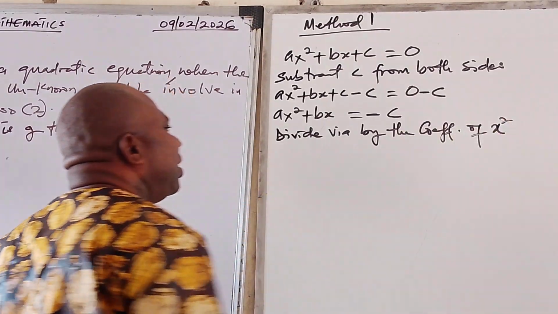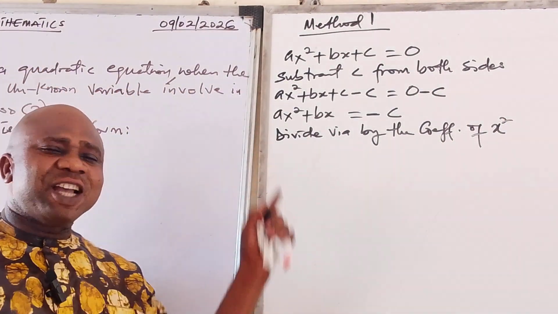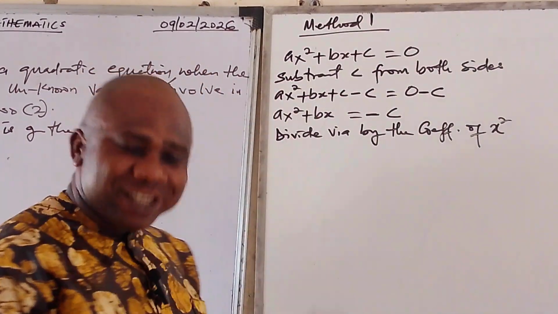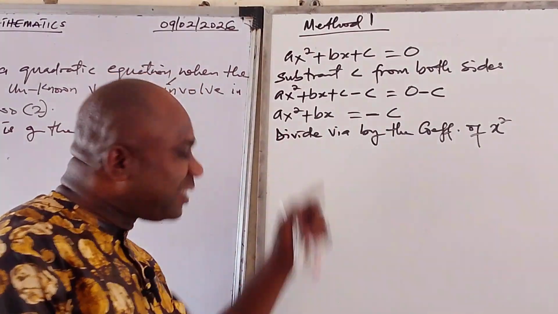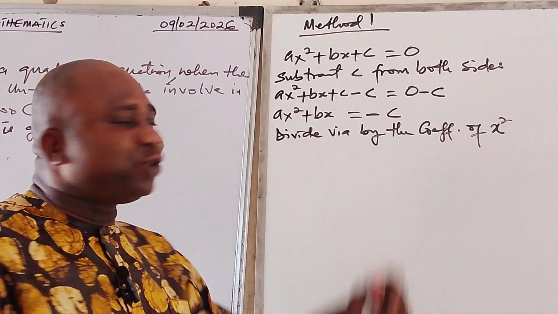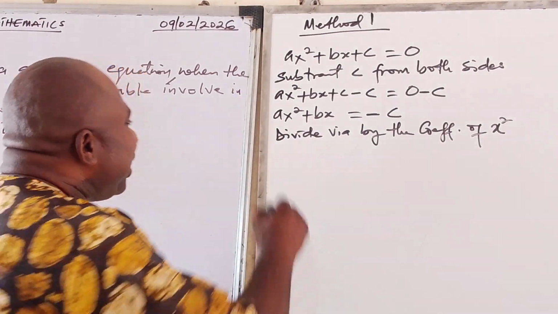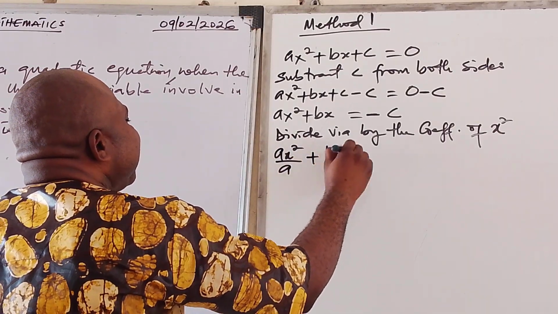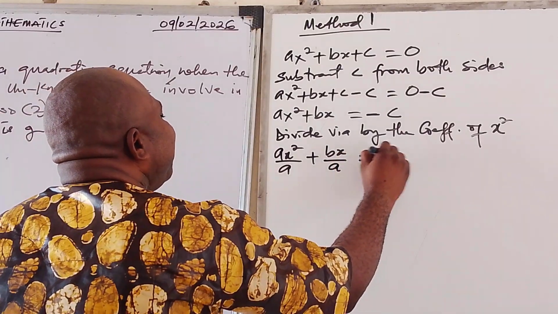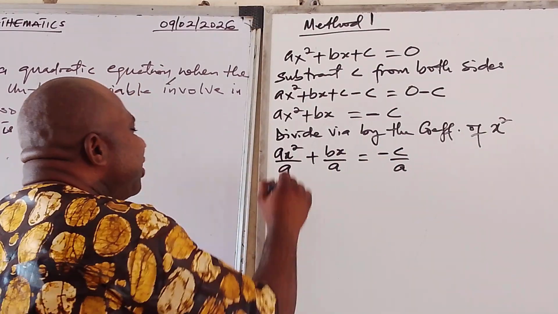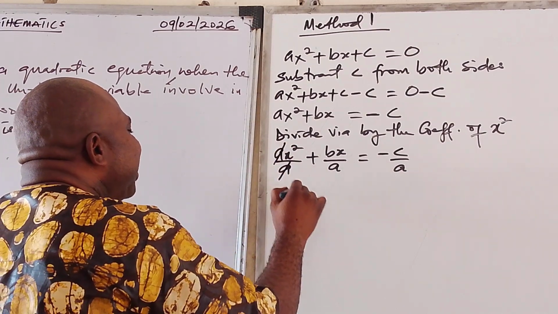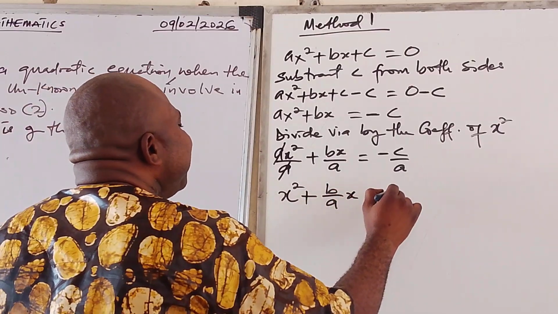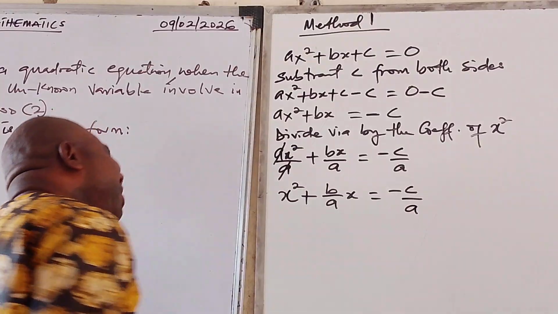So here, the next step is to divide through by the coefficient of x squared. As you can see, what is attached to x squared is the coefficient of x squared. The coefficient of x squared here is a. So we are dividing through by a. Here we have ax squared all over a plus bx over a is equal to minus c all over a. Now this a will cancel with this a, and I'll be left with x squared plus b all over a times x is equal to minus c all over a. Yes, that's step number 2.